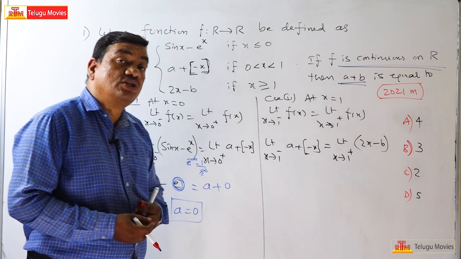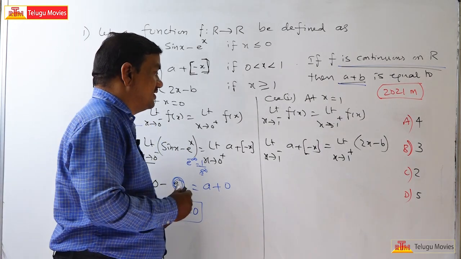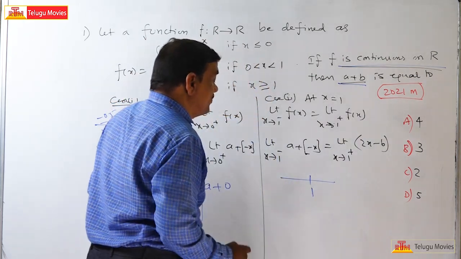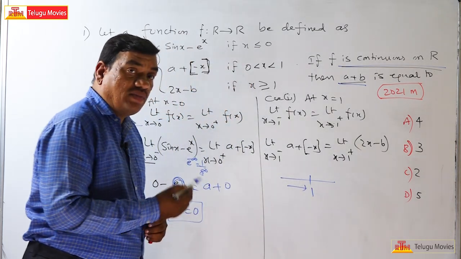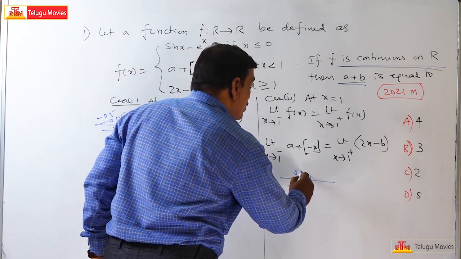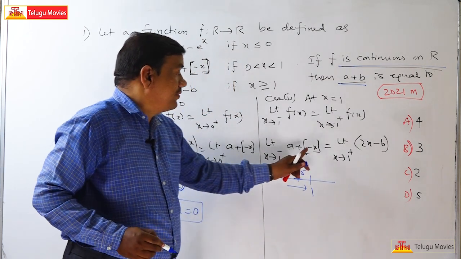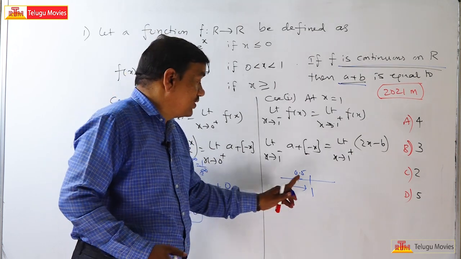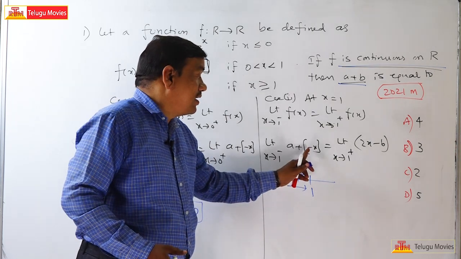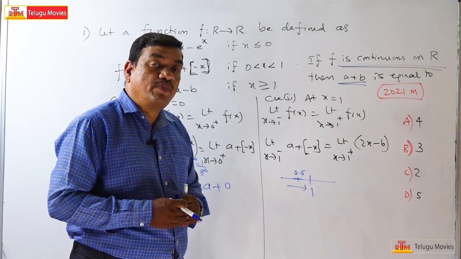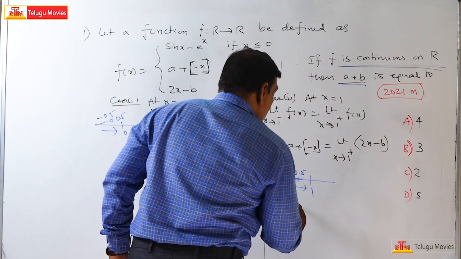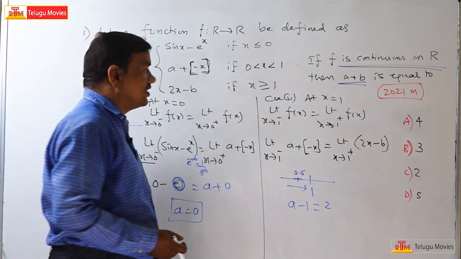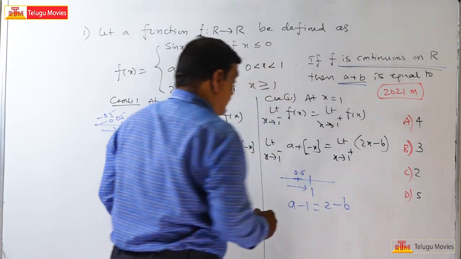As x approaches 1 from the left side, what happens? Let us see. As x tends to 1 minus, you are approaching 1 from the left side. If you take 0.5, step of minus 0.5 is equal to minus 1. If you take 0.9, step of minus 0.9 is minus 1. Therefore, this is minus 1, which is equal to the value at x equal to 1, substituting directly: 2 into 1, 2 minus b.